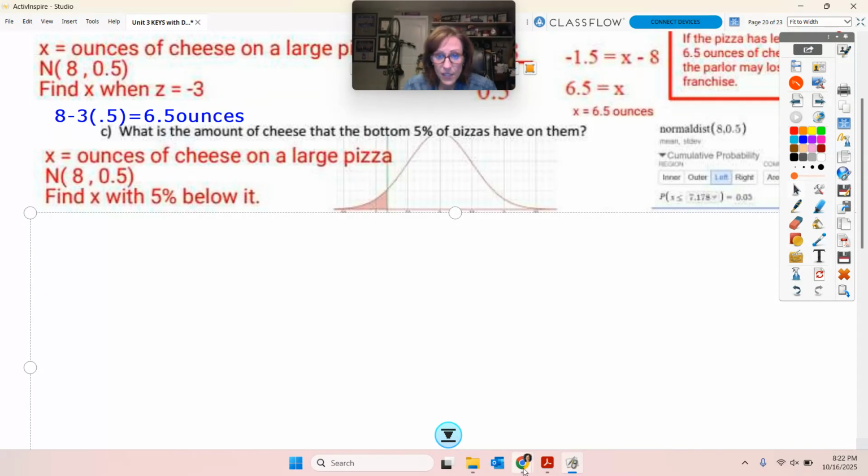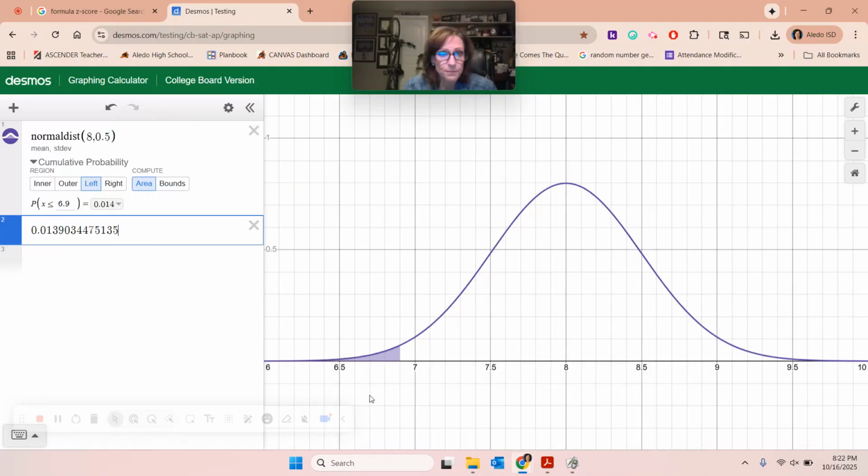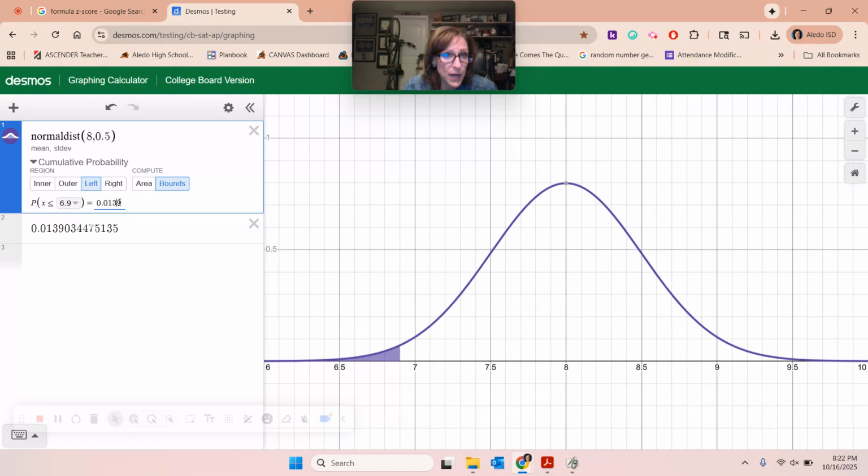I think I can do that in Desmos, so let's go look. Here we have our thing. I'm finding a bound, that x value with the bottom 5%. So I'm going to put 0.05 right here. And voila, there it is. So what is this saying?